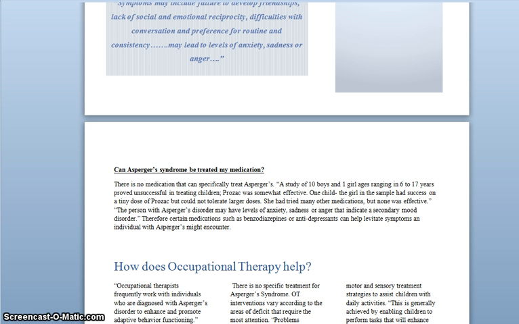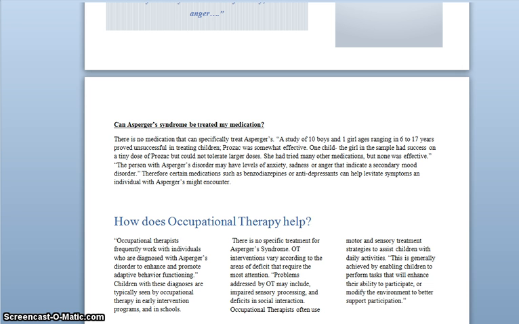How can occupational therapy help? Occupational therapists frequently work with individuals who are diagnosed with Asperger's to enhance and promote adaptive behavior functioning. Children with these diagnoses are typically seen by occupational therapy and early intervention programs and in schools. There is no specific treatment in Asperger's syndrome. OT interventions vary according to the area of deficit that requires the most attention.